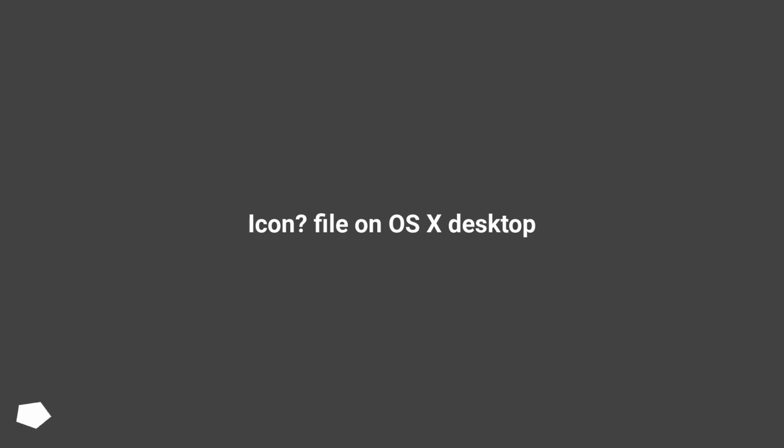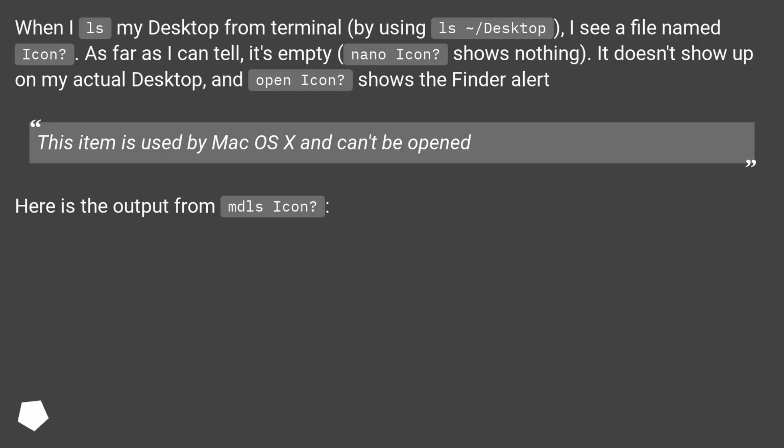Icon? File on OS X desktop. When I ls my desktop from terminal, by using ls ~/Desktop, I see a file named "Icon?". As far as I can tell, it's empty. Nano Icon? shows nothing. It doesn't show up on my actual desktop, and open Icon? shows the Finder alert: This item is used by macOS X and can't be opened.